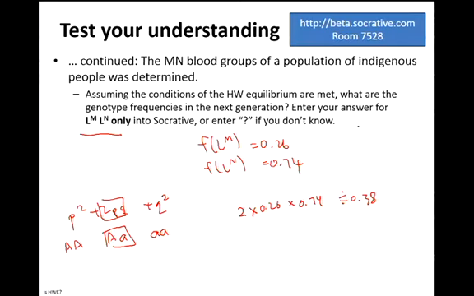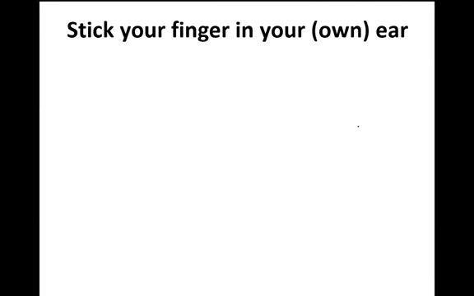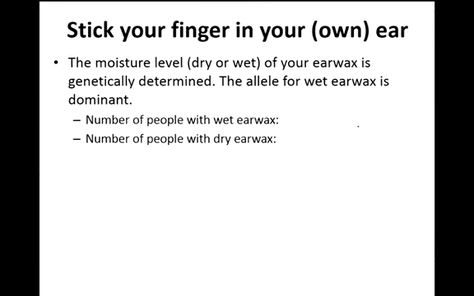Good. Okay, so I want you to try this for me. So stick your finger in your own ear. The moisture content of your ear is actually determined genetically. One gene, two alleles. And Asians tend to have dry, and Caucasians tend to have wet, but we'll see how this population goes. So everyone stick your finger in your ear. You should know what earwax you have. I've never seen wet earwax, so just the thought of it really grosses me out.